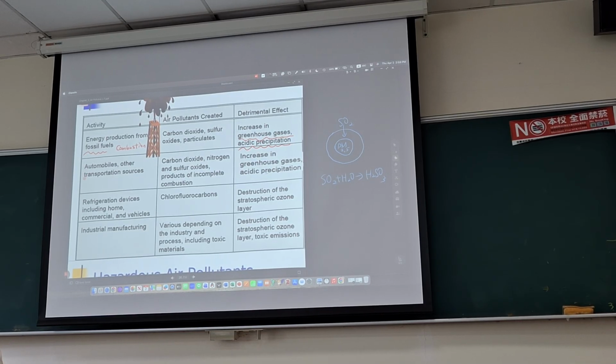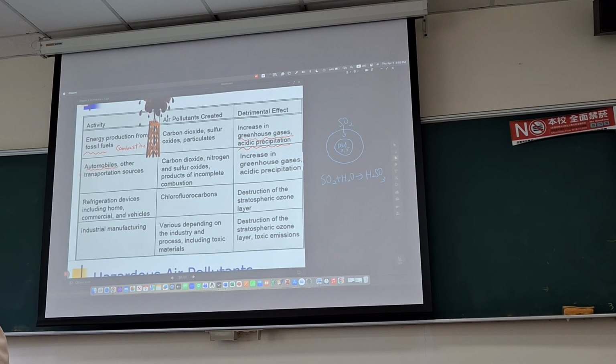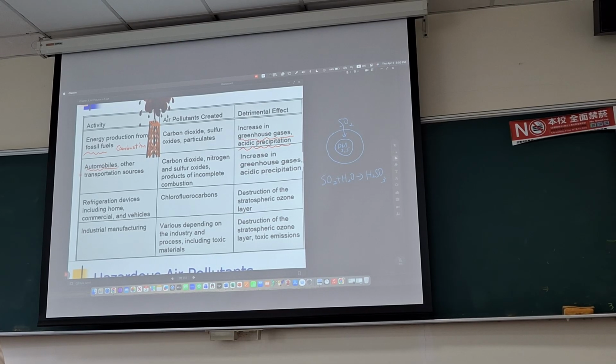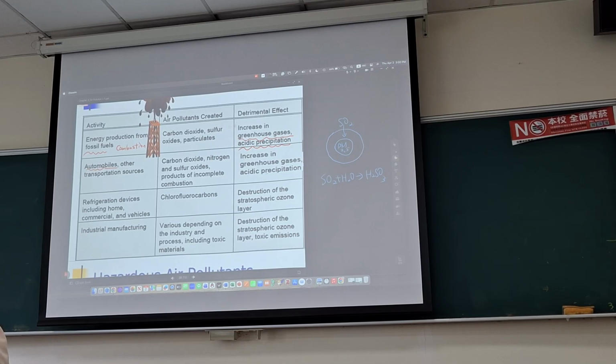The second source is automobiles, including cars and motorbikes. So normally the government will give some incentive, like money as a reward, asking you to replace your old car with a new car. Okay, let me ask.